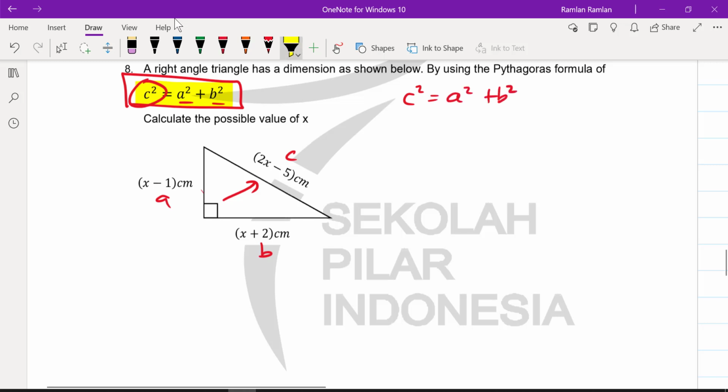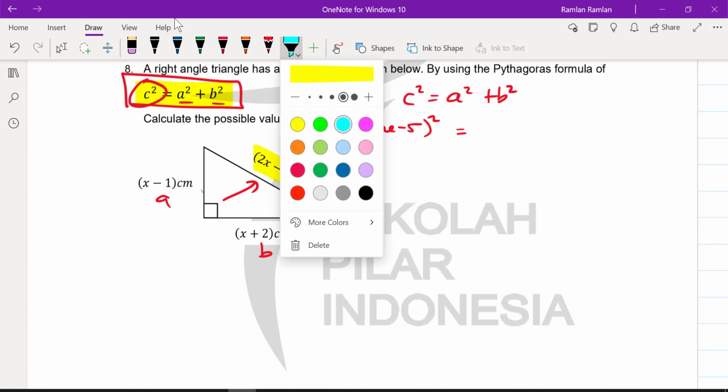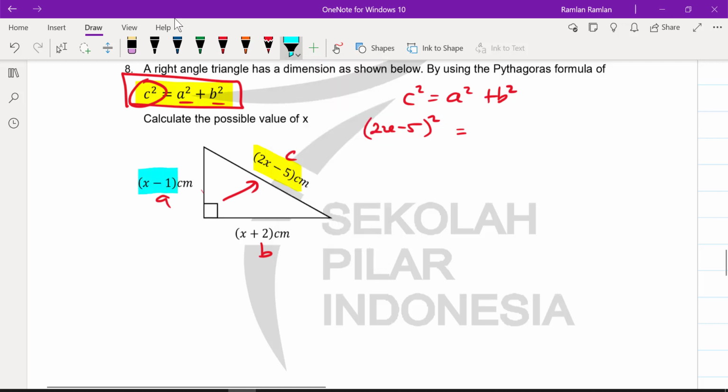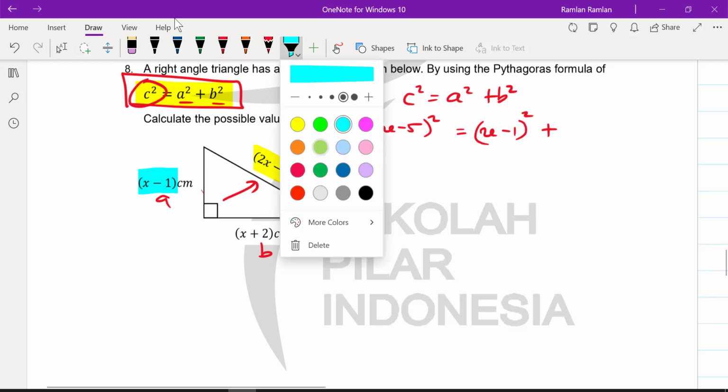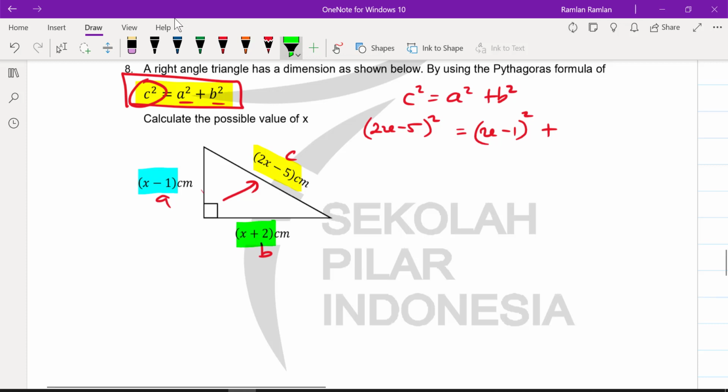Okay, let's start from the c. The c is this one here, 2x minus 5. So we're going to change this c to 2x minus 5, and remember that this has a power of 2, so that'll be to the power of 2. We have equals, and then the a is this one over here. I'm going to use a different color. This is the a, that'll be x minus 1, and again we have a square over here. The last one is the b. The b is this one over here, x plus 2.